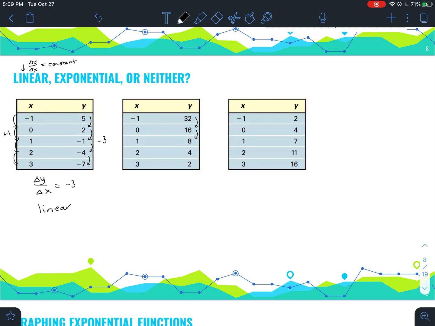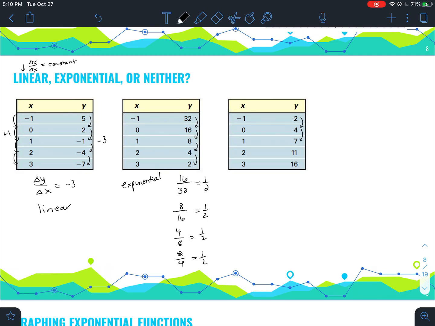On the next one, this one's 32, 16, 8, 4, and 2, so it's not constant. So then we try the other rule. So take a term and then divide by the previous term. So 16 divided by 32, I get a half. Or 8 divided by 16, I get a half. Or 4 divided by 8, I get a half. Or 2 divided by 4, I get a half. So since all of the y terms divided by the previous y terms are a half, this is going to be exponential. So these points would represent an exponential function.